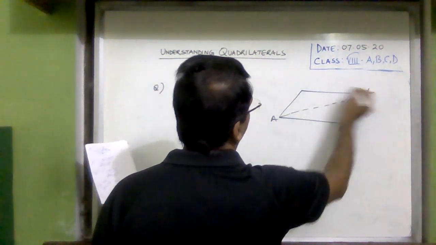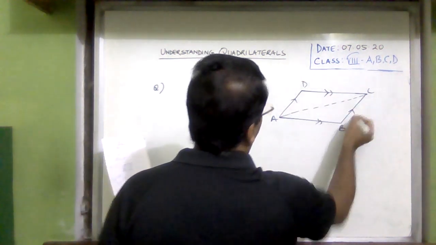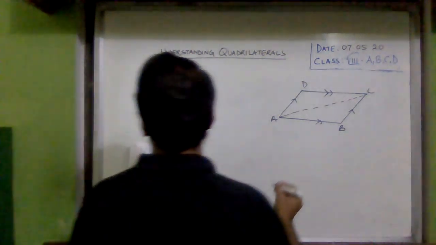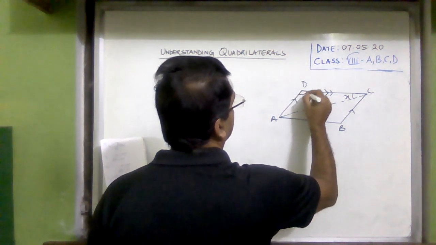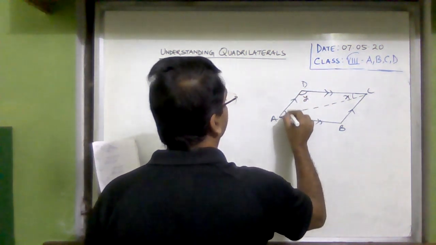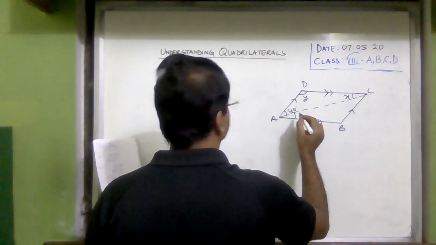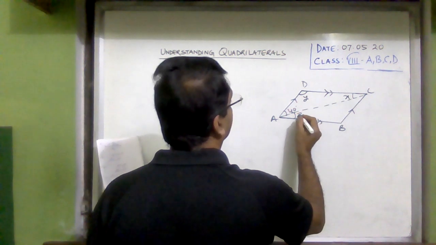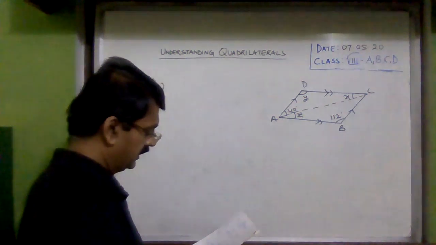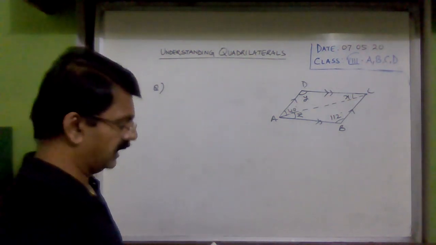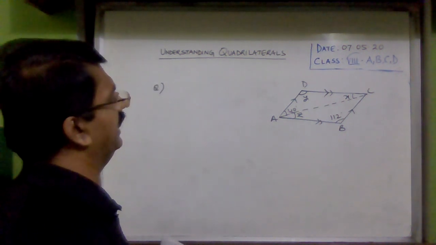ABCD is a parallelogram and AC is a diagonal. Now it is given that this angle is X, this angle is Y, this angle is 40 degrees, this angle is Z, and this angle is 112. And now using the properties of a parallelogram, you have to find the value of X, Y and Z.